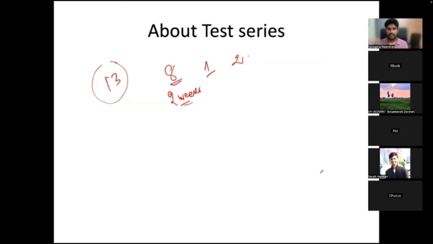Then I will take 8 to 10 days for the correction, maximum 8 days. After correcting the paper, I will share the copy to your mail ID. After receiving the copy, you can call me; I will intimate the time also for feedback. We can have one-on-one feedback, 10 to 20 minutes. You can ask all your doubts and I will clear them, and I will give the proper idea for every test. So this is the program.